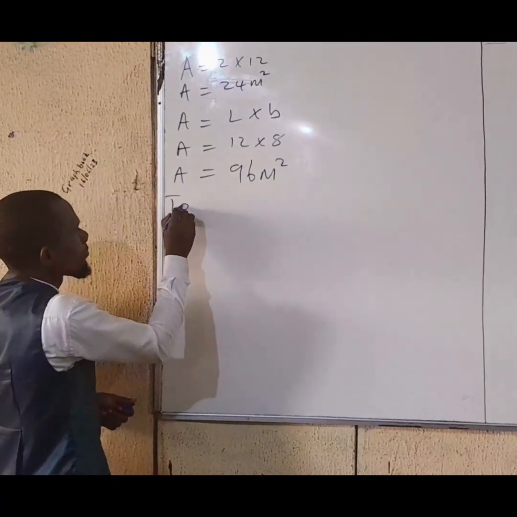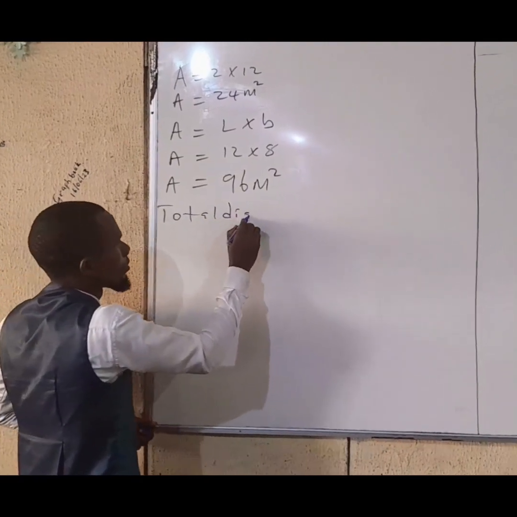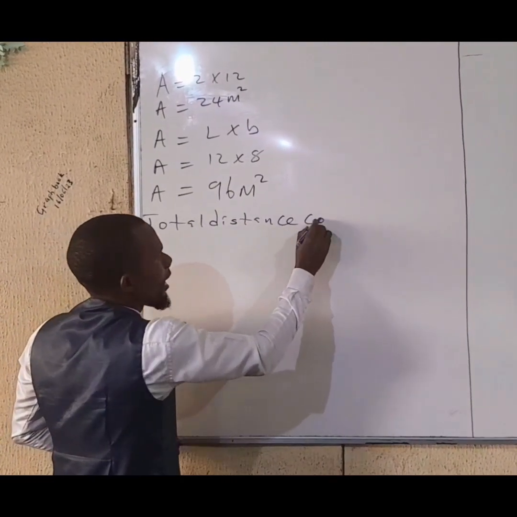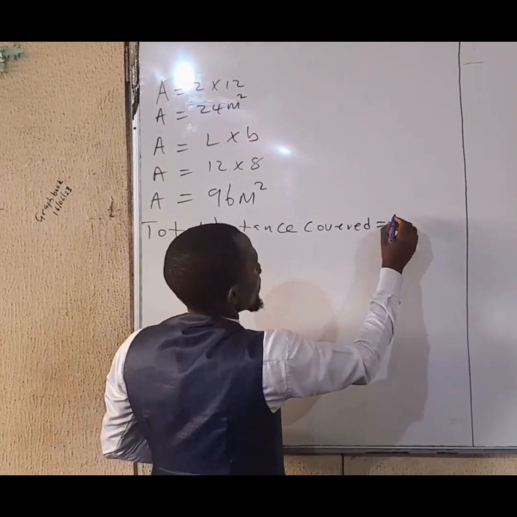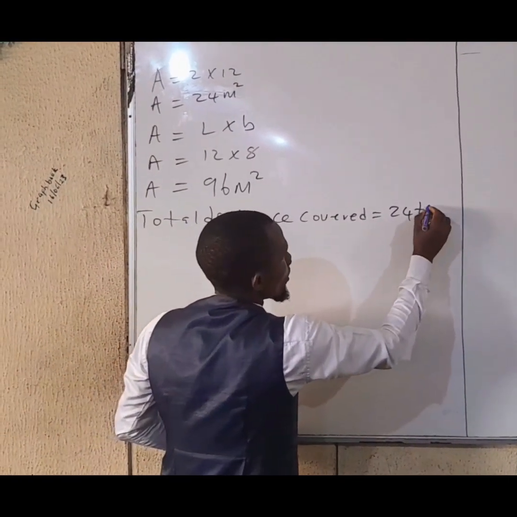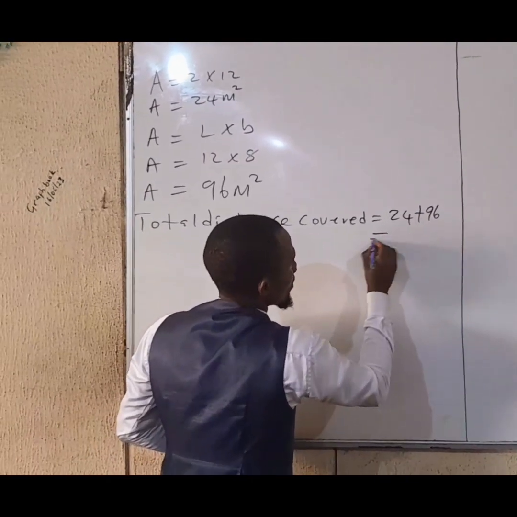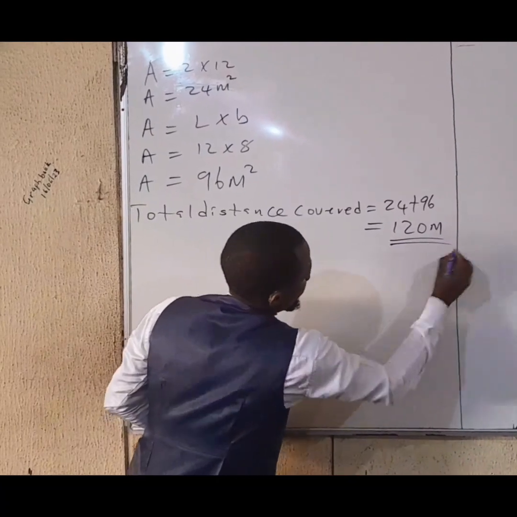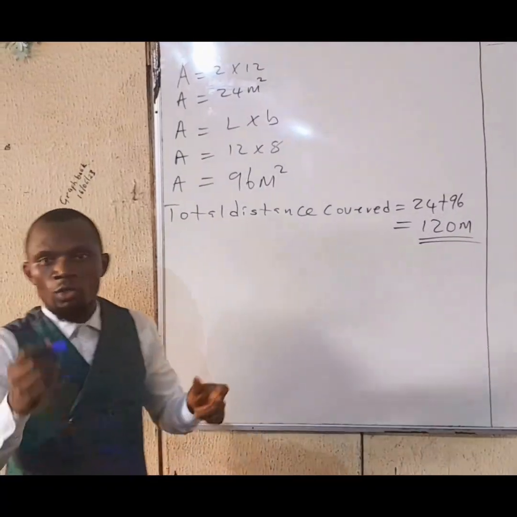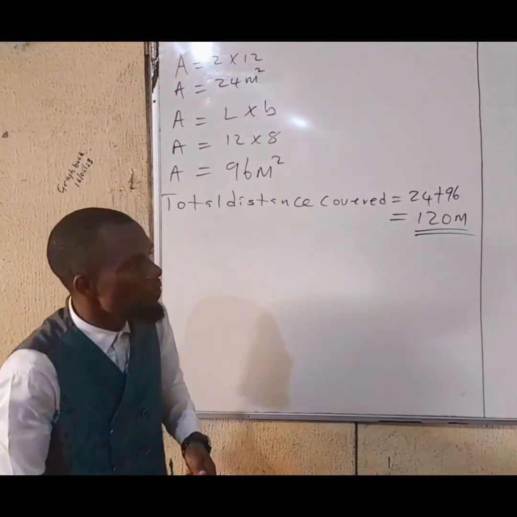So what is my total distance covered now? So my total distance covered is equals to 24 plus 96, which is equals to 120 meter. So my 120 meter is my total distance covered.